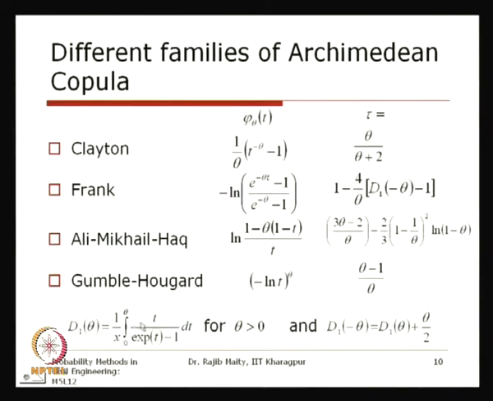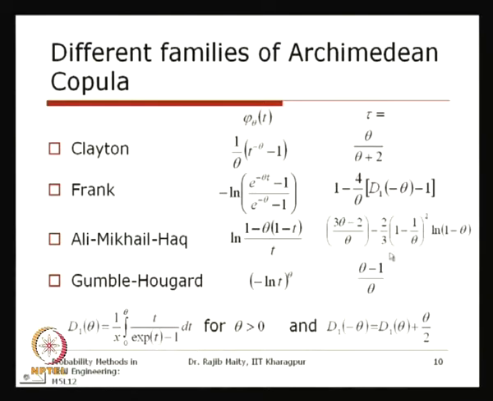Now, the first order Debye function is explained here. It is 1 by theta, integral from 0 to theta of t by (exponential t minus 1) dt, in case theta is greater than 0. Otherwise, for the negative one, D1 of minus theta is equal to D1 theta plus theta by 2. So, if theta is less than 0, we have to convert it to this form, and basically for the negative one, theta by 2 is added.